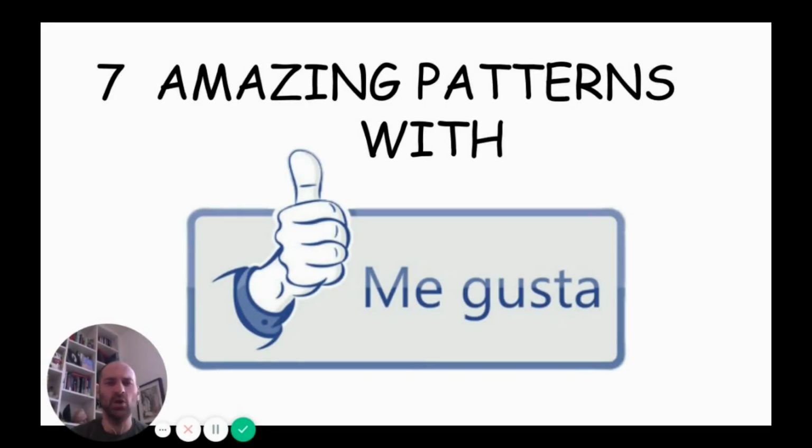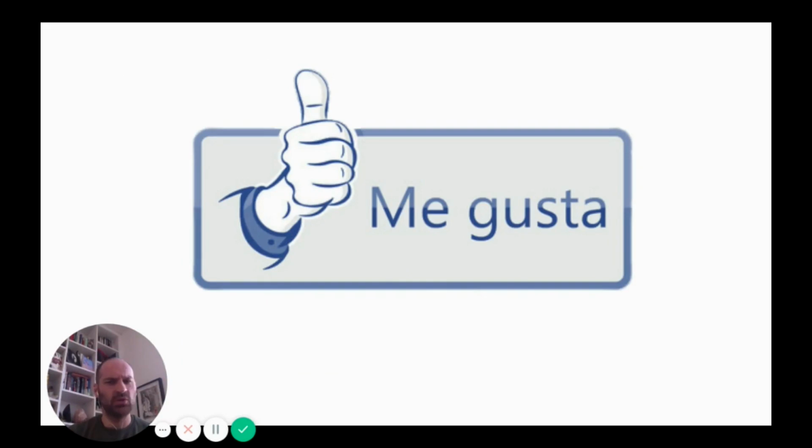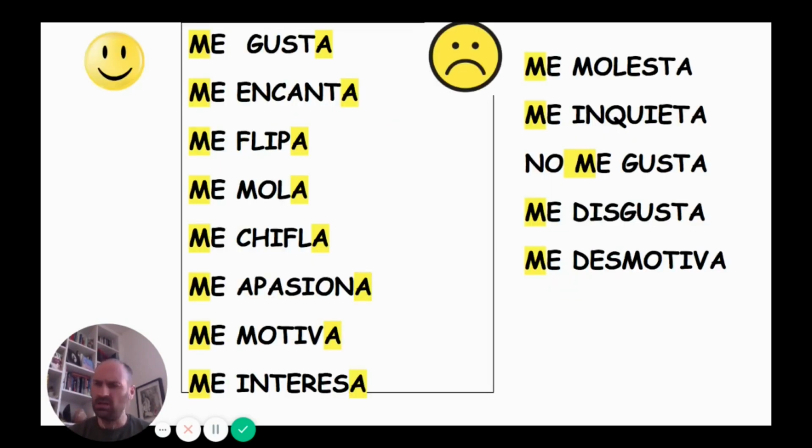So let's start with the first pattern. But before that, we need to make sure that we understand this again. We're talking today about opinions that start with me. You can see the M at the beginning and ends in A, like me gusta. Now there's plenty of opinions that actually don't follow this, but you already know a lot of opinions that follow this pattern. And I'll give you some examples.